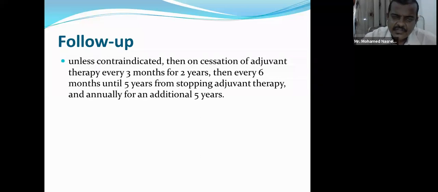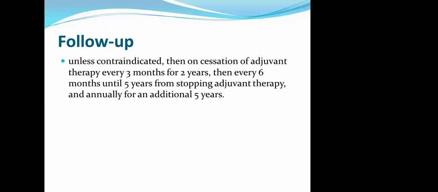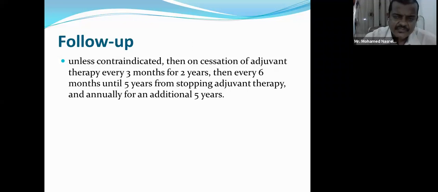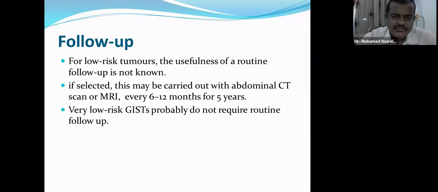Unless contraindicated, then on cessation of adjuvant therapy every 3 months for 2 years, and then every 6 months until 5 years from stopping adjuvant therapy, and then annually for an additional 5 years. This will go for more than 10 years, actually. For low-risk tumors, the usefulness of routine follow-up is not known. It's not useful for those of low risk.